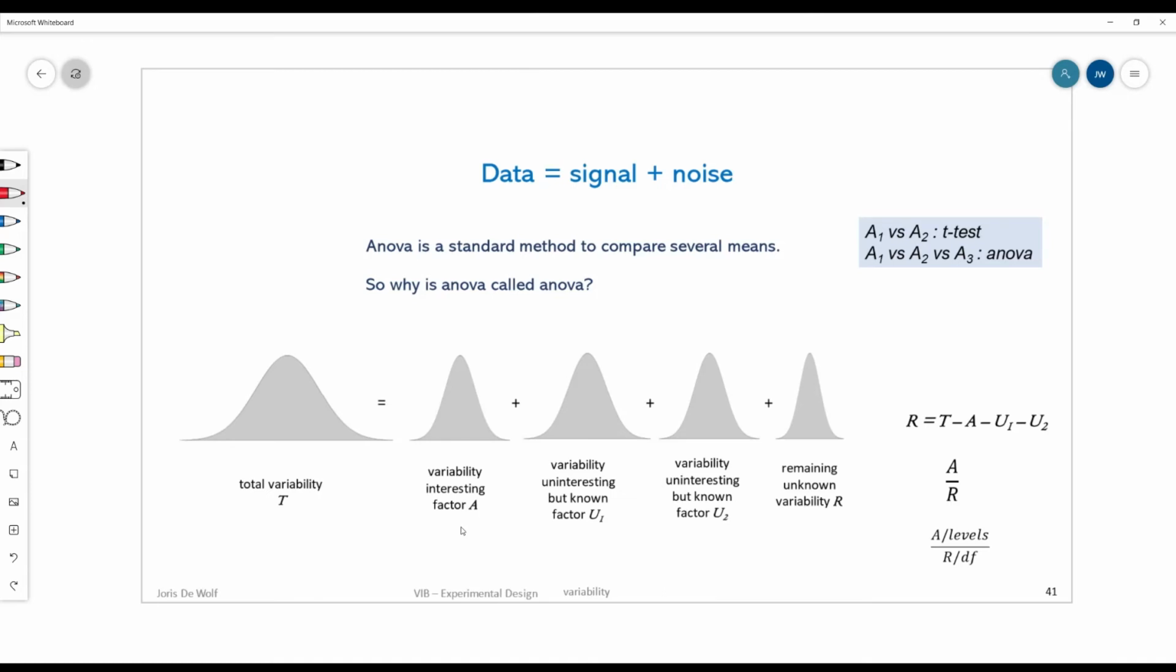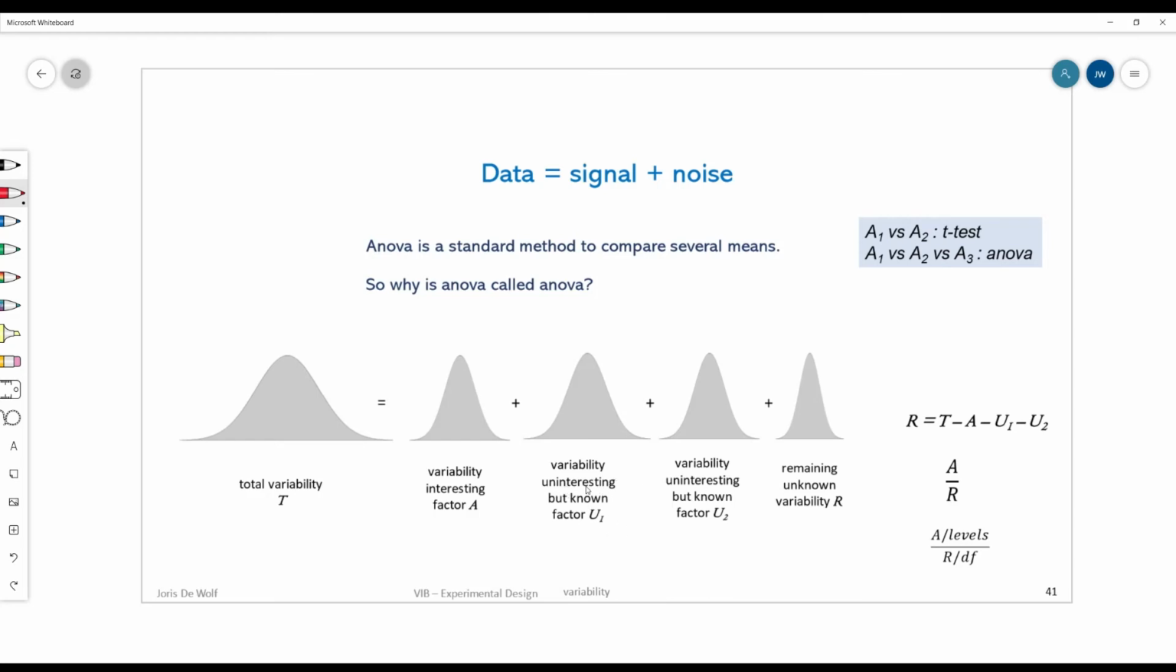Yeah, if they wouldn't, then you would have a failed experiment, or you would have to conclude that your factor has no impact. Now it's the other part that is of importance as well. The other part that is not coming from this interesting factor can be split up, hopefully, into several parts. There's going to be variability that comes from factors that you know, that you can measure, and that you can control, but it's not the reason why you did the experiment for. So we call it an uninteresting but known factor.